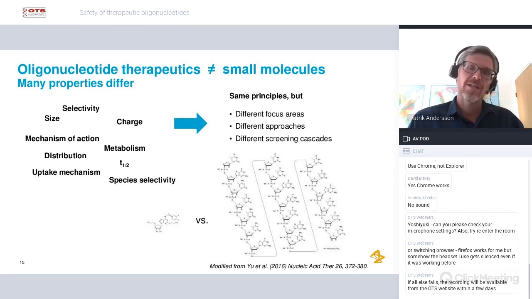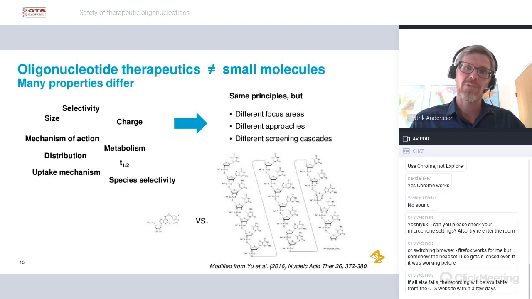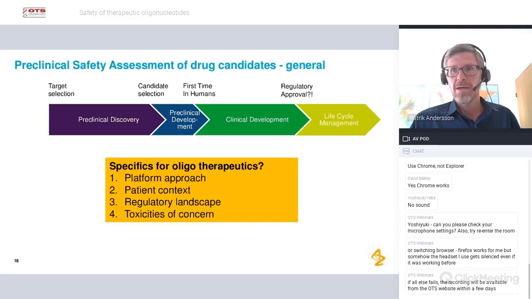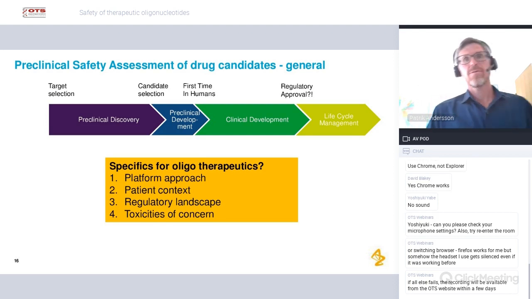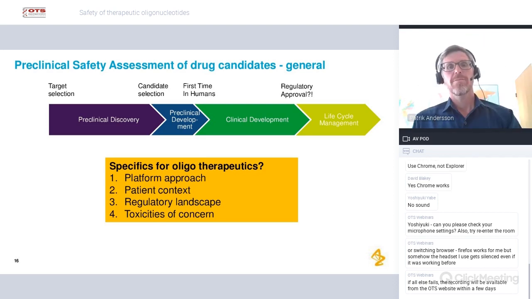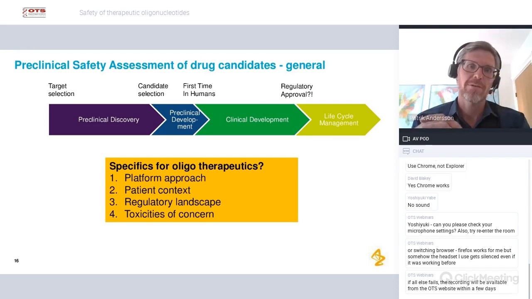However, I would say that the way that oligos are being risk assessed follows the same principles as small molecules, but there are different areas of focus, different approaches you take, and you have different screening cascades. So some oligo-specific considerations here, at least four here that I'm going to talk about, and that's a platform approach, just mention it a little bit.